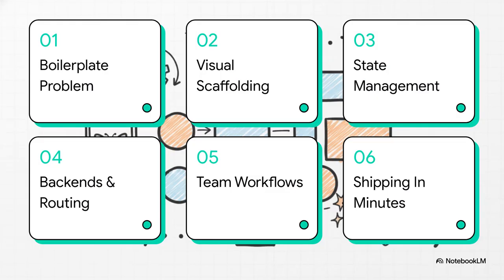So here is our roadmap for the Explainer. We'll look at the boilerplate problem, visual scaffolding with FlutterSeed, choosing your state management, which is a huge focus for us today, backends, routing and packages, templates and team workflows, and finally, shipping in minutes.